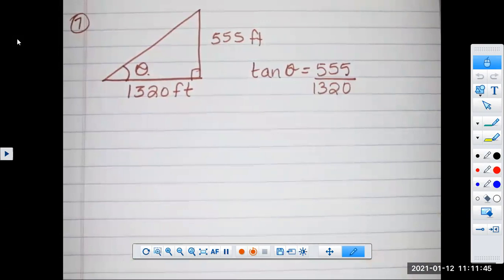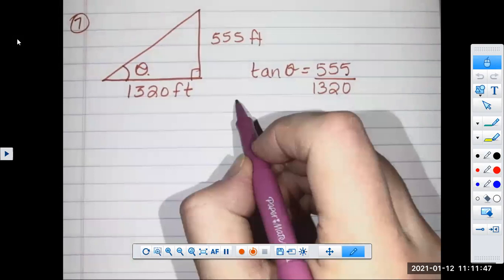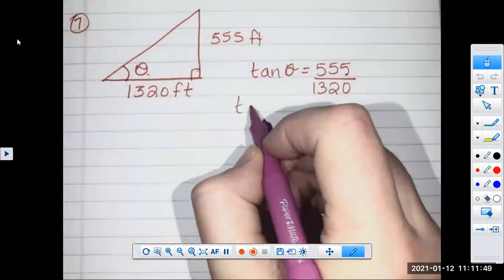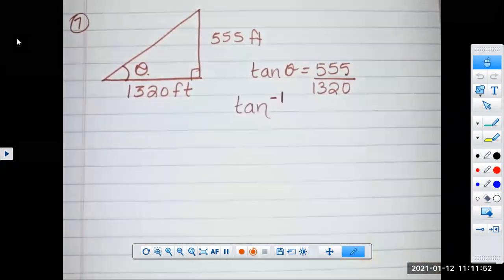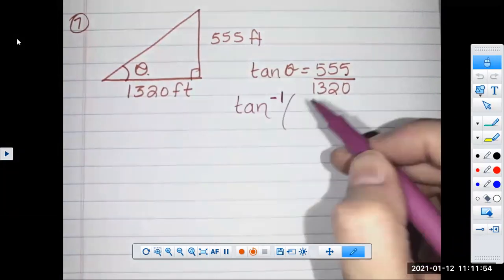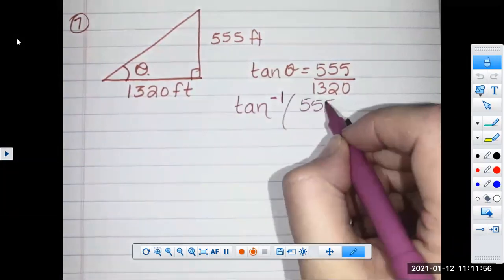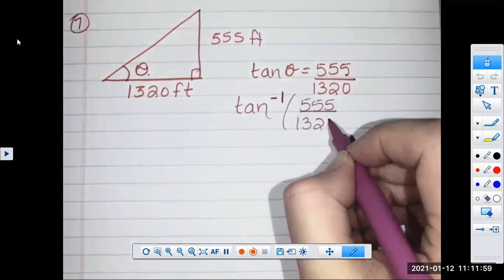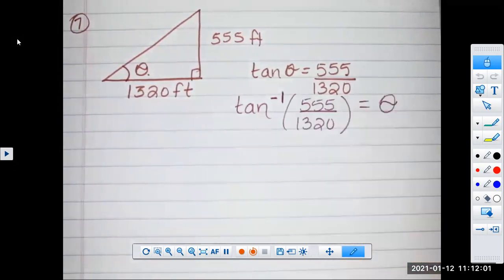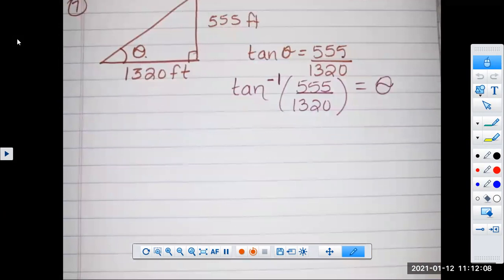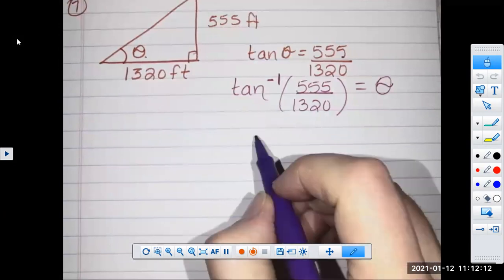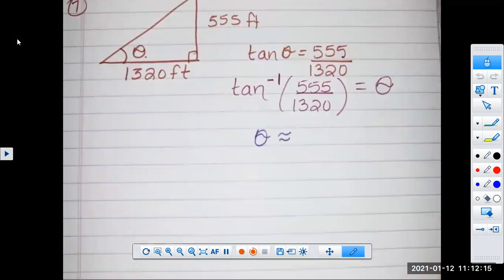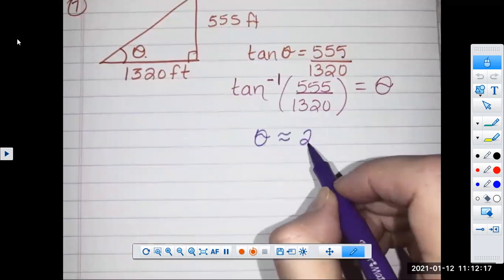Now, in order to find theta, you invert this problem. So this is where the inverse comes in. So you're going to type in tangent of -1 and this divided by that. And that will give you your angle measure. And they tell you to round to the nearest degree. So theta is approximately 23 degrees.